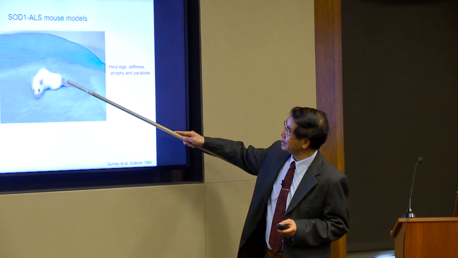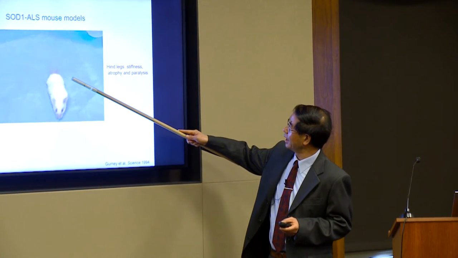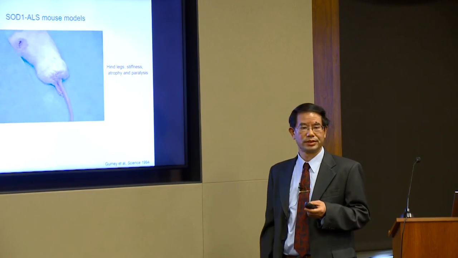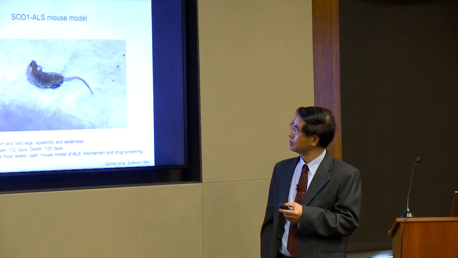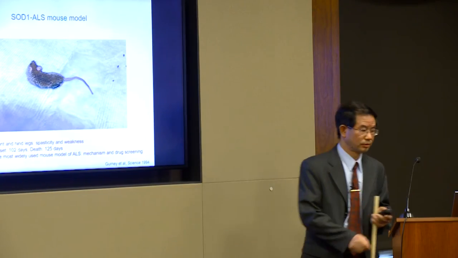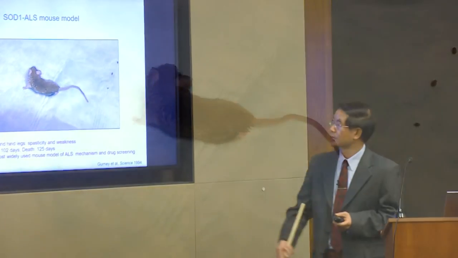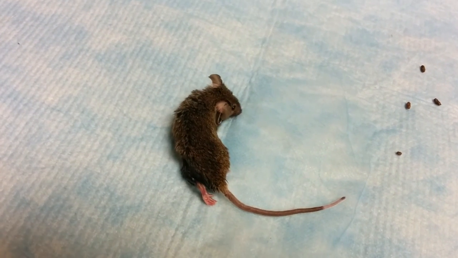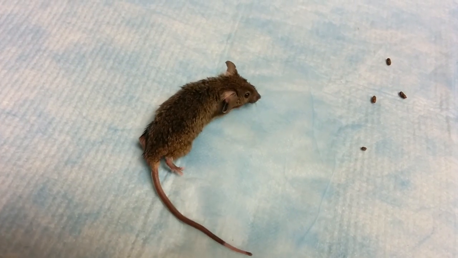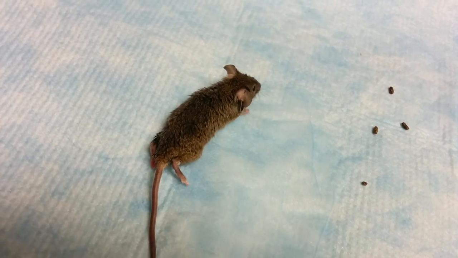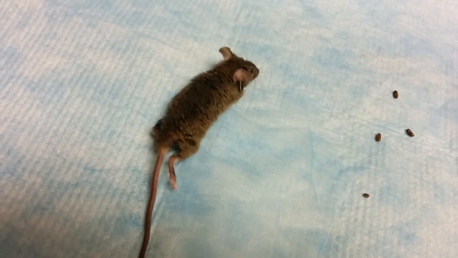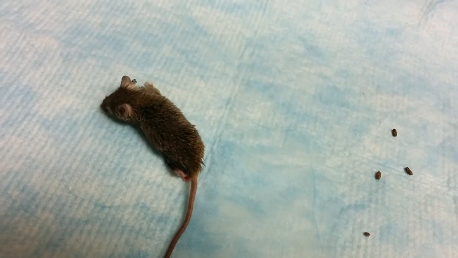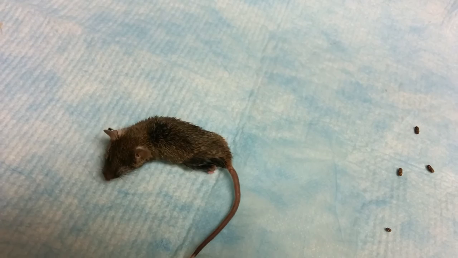You can see the hind leg stiffness and paralysis. So the mouse developed something very similar to humans. This mouse also developed symptoms in the front leg and hind leg, and we can see the stiffness and the weakness. They become very small and move very slowly. This is the first ALS mouse model we made, and it's also the first neurodegenerative disease mouse model made.